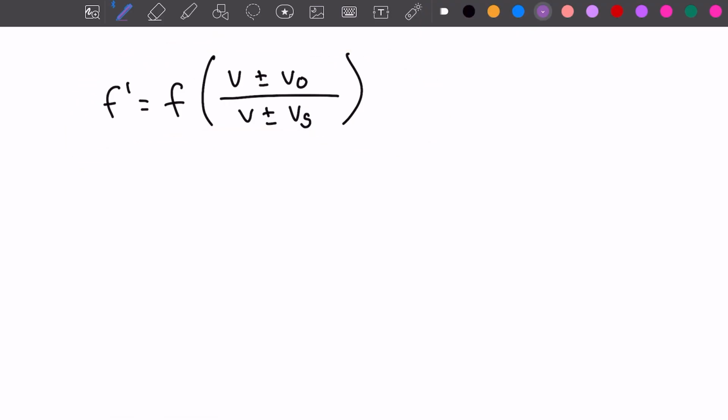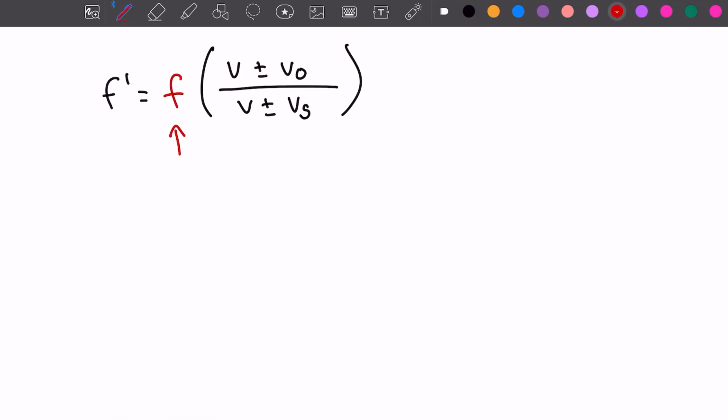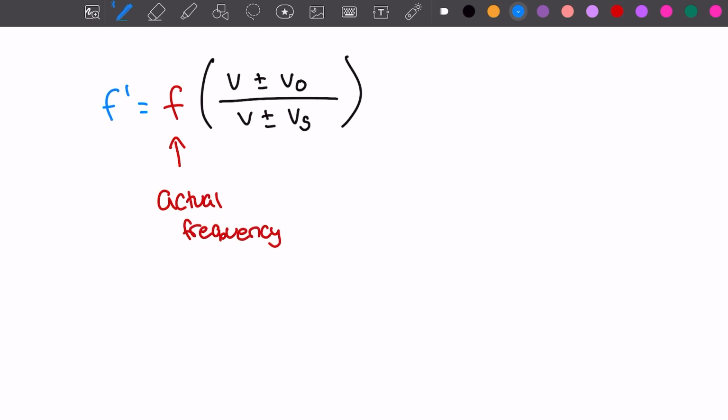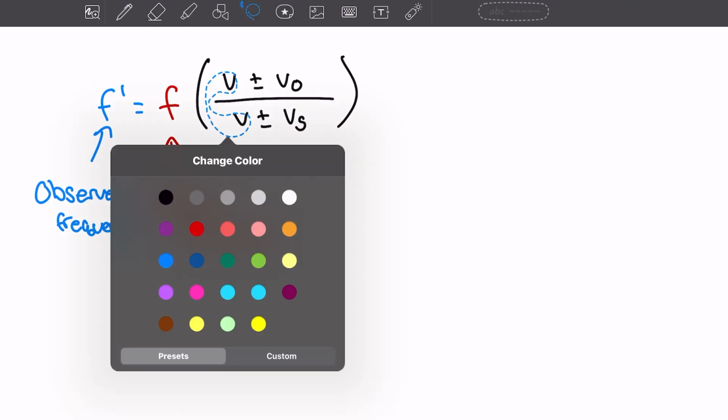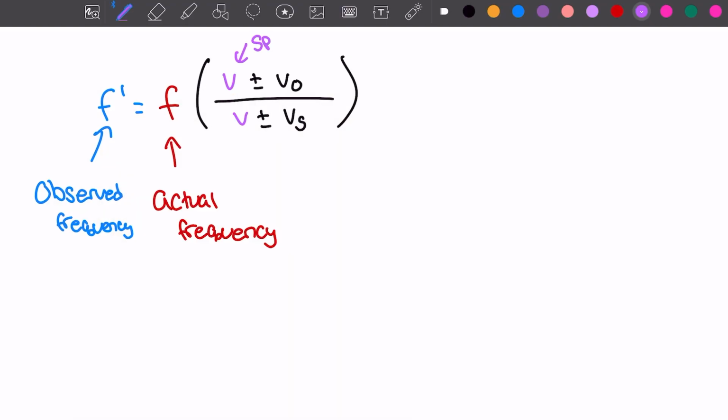Alright, let's take a look at what each term means. F is the actual frequency, and F' is the observed frequency, or the frequency that you hear. The V on top is the same as V on the bottom, and that represents the speed of the sound waves. Now, this value might change slightly depending on your textbook, your teacher, or the problem, but the standard value for this is 343 meters per second.